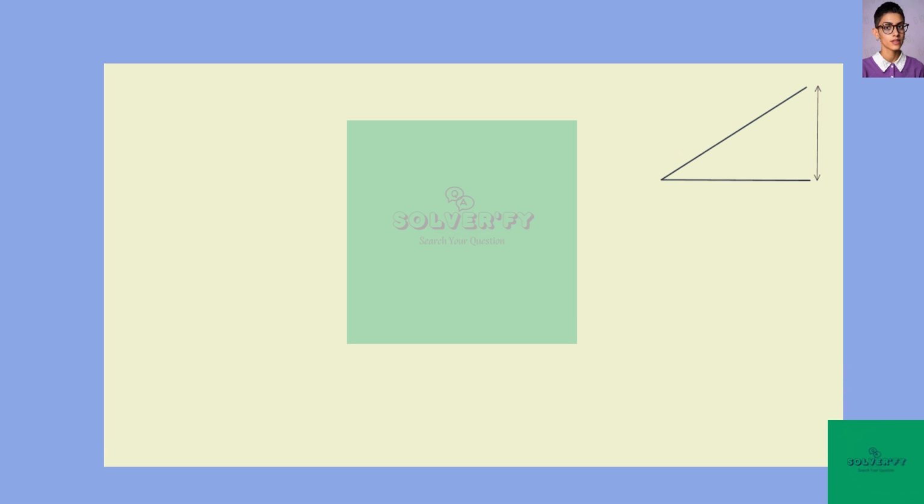So here in this problem we are given an escalator that makes an angle of 30 degrees with the horizontal. The time taken by the escalator to move the person from the first floor to the second floor is 40 seconds, and this vertical height we are given as 20 feet.